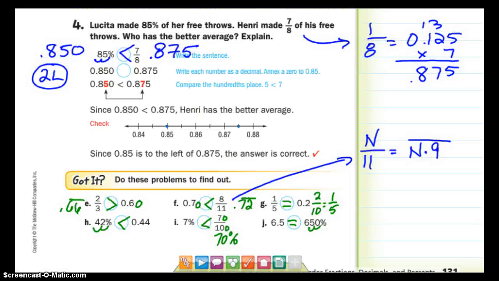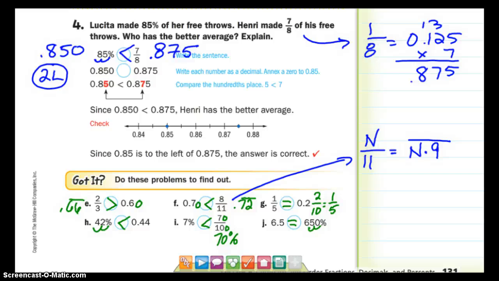Okay, so we have a lot of problems here. Let's talk about them. On number E, 2/3 is 0.66 repeat, and then we're comparing that to 0.6, which we make into 60, so we know that's greater than. In F, we have 0.7 compared to 8/11. 8/11 is 8 times 9, which is 72 repeat, 0.72 repeat. We're comparing that to 70, so 70 is less than.